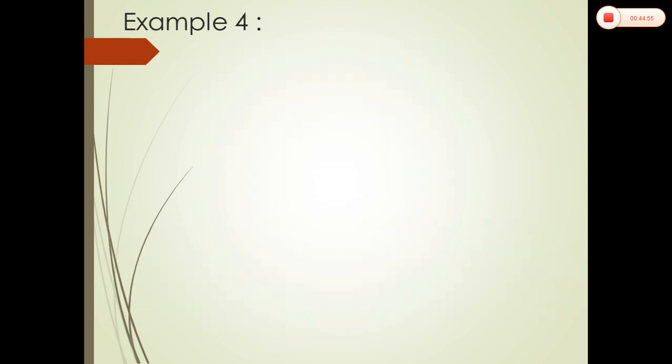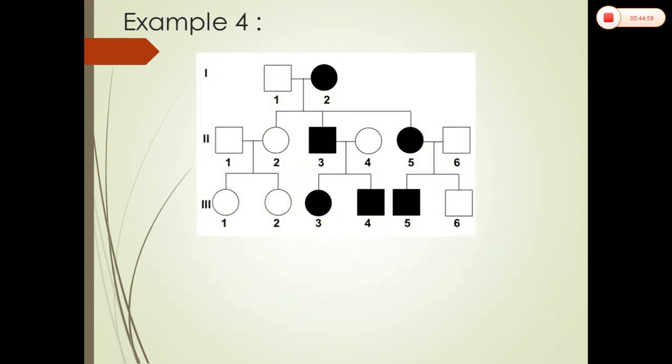Okay, next example. Again 3 generations are given. In the first generation, the father is normal, the mother is affected. This couple has 3 kids: 1 daughter normal, 1 son affected, and the third daughter is normal again. The first daughter marries a normal man. They have 2 normal daughters. The second, affected son marries a normal woman. They have both kids affected, that is one daughter and one son are affected.